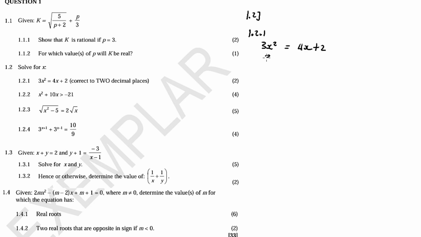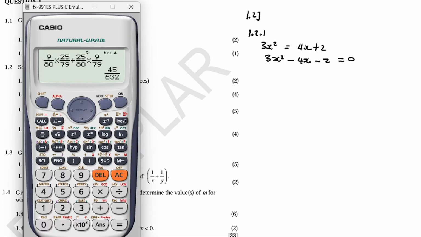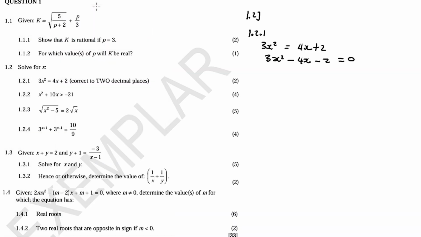So transpose everything to the left hand side: 3x squared minus 4x minus 2 equal to 0. Correct to 2 decimal places. So here you don't have any choice. You only have one option, to use the quadratic formula. X equal to minus b plus or minus the square root of b squared minus 4ac, all divided by 2a. Then you plug in your a, b, c's.